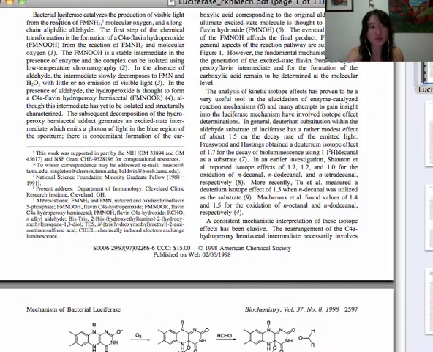I'm actually going to read to you some of this. Bacterial luciferase catalyzes the production of visible light from the reaction of flavin mononucleotide, molecular oxygen, and a long-chain aliphatic aldehyde. The first step of the chemical transformation is the formation of a C4A flavin hydroperoxide from the reaction of the flavin mononucleotide with molecular oxygen. So this is of note. The first reaction is between flavin mononucleotide and oxygen, O2. And this forms a stable intermediate in the presence of the enzyme, and it can actually be isolated. That intermediate can actually be isolated.